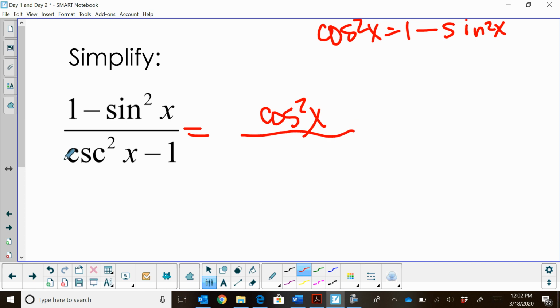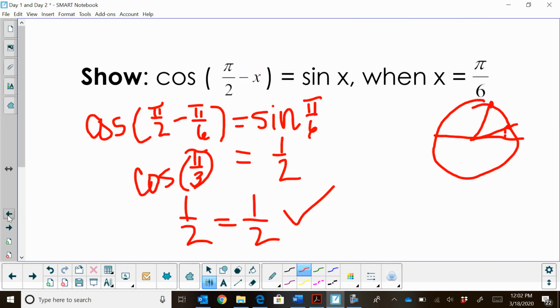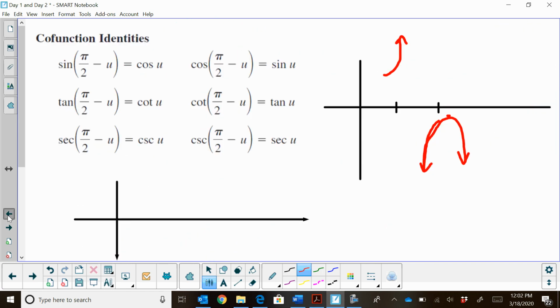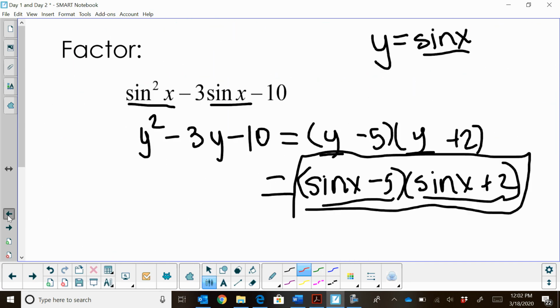Okay, cosecant squared x minus 1. That's also another Pythagorean identity. That was one of the forms we did yesterday. And I'm going to scroll all the way back to that identity from yesterday.